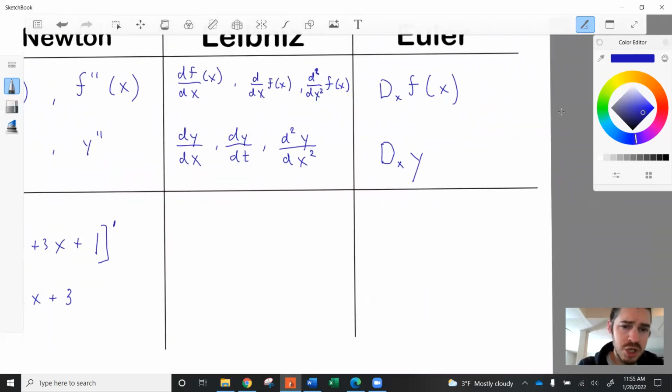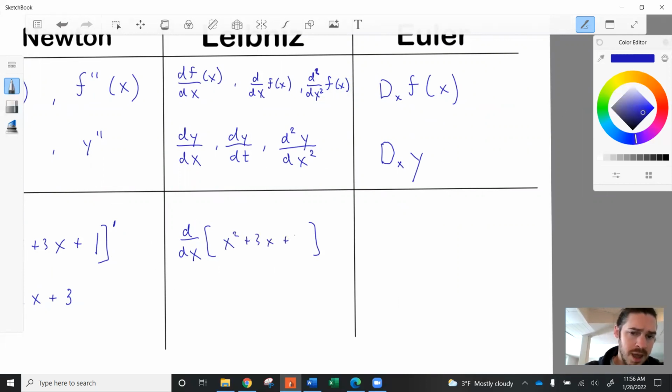Now, Leibniz notation, for a differential operator, we do d over dx. Sort of like you omit the y, where the y would be, and then you put whatever you want to do the derivative of inside the brackets or parentheses that follow immediately after. So this is where you'd put your x squared plus 3x plus 1, and this would equal your 2x plus 3. So that's how it works with Leibniz.